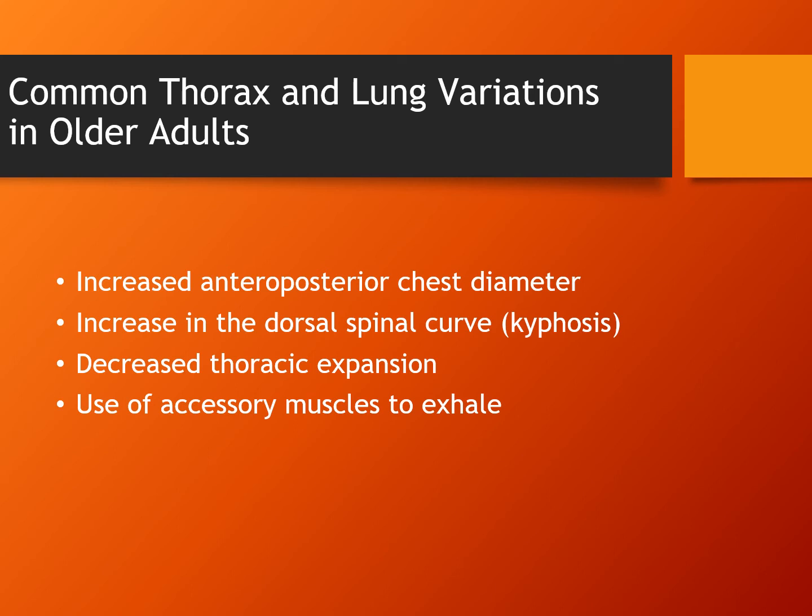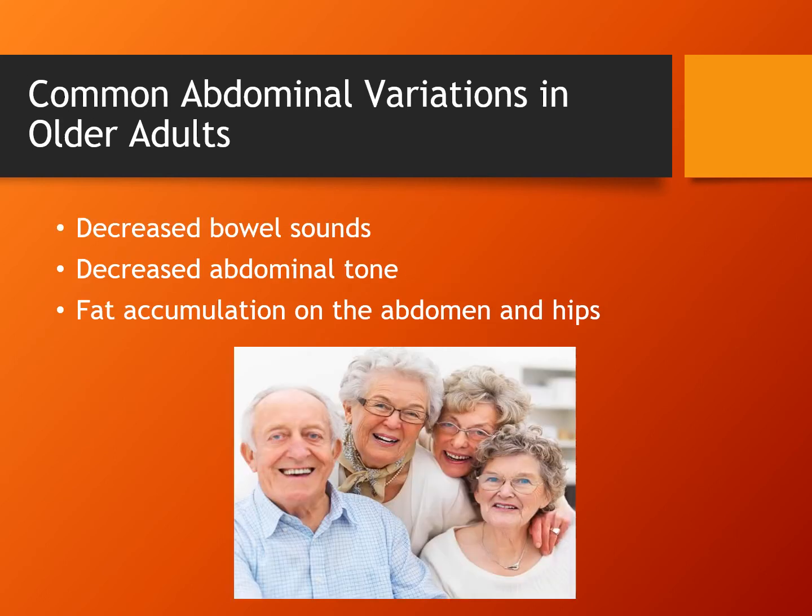You might have some kyphosis. That's when the dorsal spine curves and they're humped over. Decreased thoracic expansion and using accessory muscles to exhale. So you might see somebody flaring their nares open to increase the surface area for getting air in and out. Common abdominal variations in older adults: decreased bowel sounds, decreased tone. We get a little chunky as we get older sometimes.